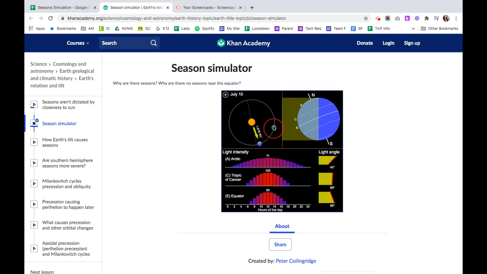So you're going to be moving this Earth around to different locations. The Earth does move counterclockwise around the sun. Most things in space go counterclockwise. We've given you a number of dates that you need to use in order to answer the questions. The dates are right up here. As you move this, you'll notice that the upper right-hand corner shows you the angles of light that each location is receiving.